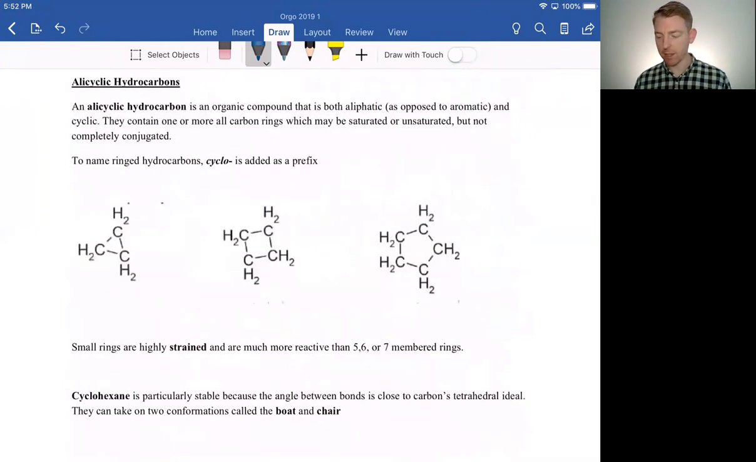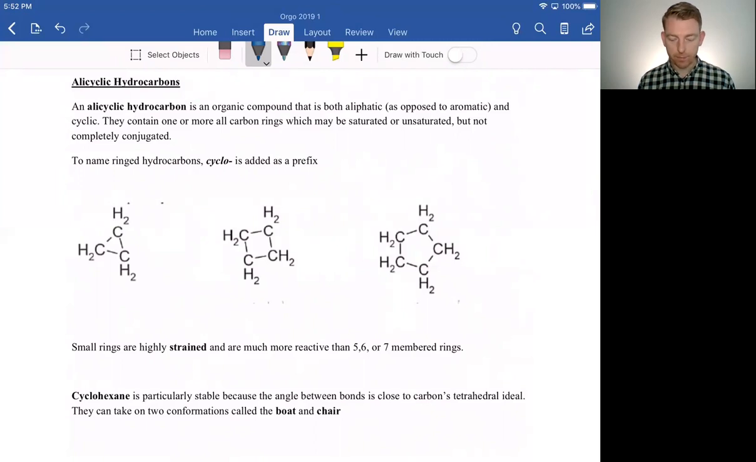Okay, and the last thing we're going to touch on quite quickly is alicyclic hydrocarbons. So these are our cyclic hydrocarbons that aren't aromatic. They're not double bonded in such a way like we'll talk about very soon with benzene. So these ones are all single bonded carbons together, but now they're bonded so that they're in a ring. To show that, we just add cyclo as a prefix.